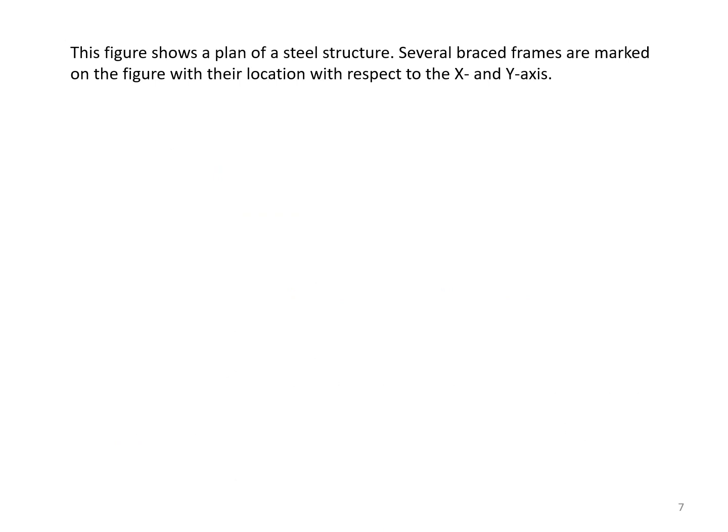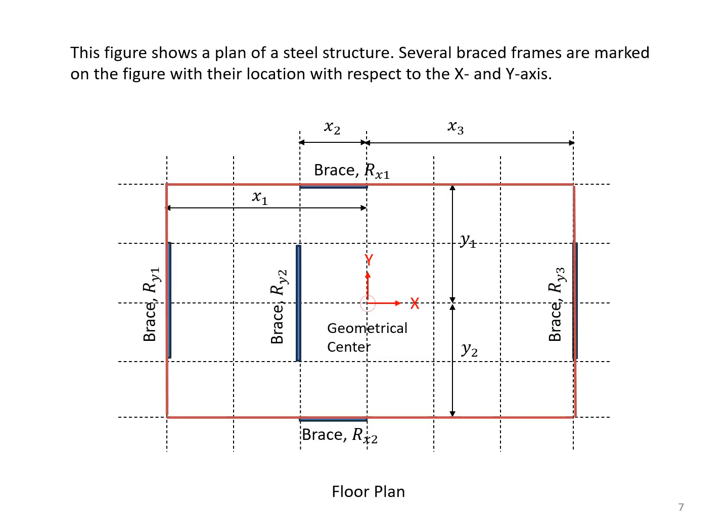This figure shows a plan of a steel structure. Several brace frames are marked on the figure with the location with respect to the x and y axes. For example, when you look at the north frame, the middle bay is braced and has a rigidity Rx1. The distance to the reference point is y1, which in this case is a positive value. On the south frame, we have another brace frame, rigidity is Rx2, and in this case the distance would be negative y2 from our reference point.